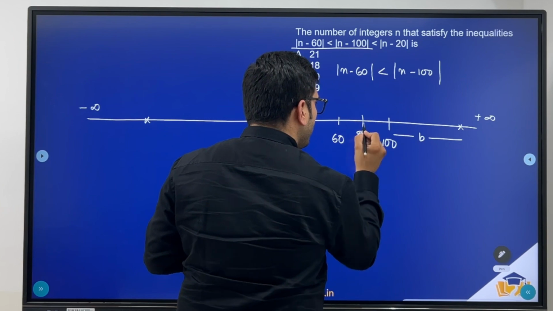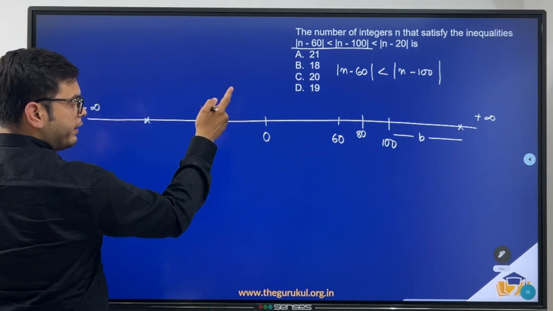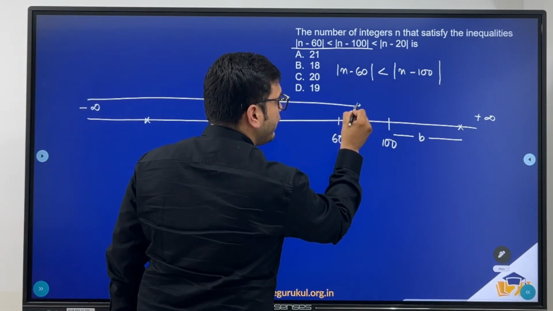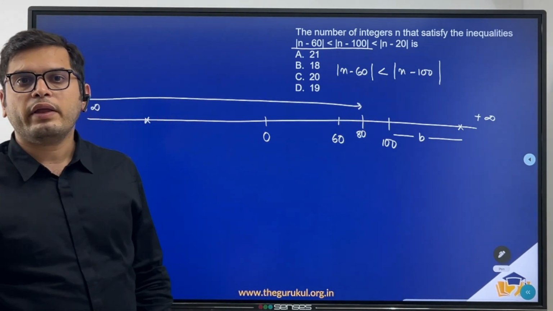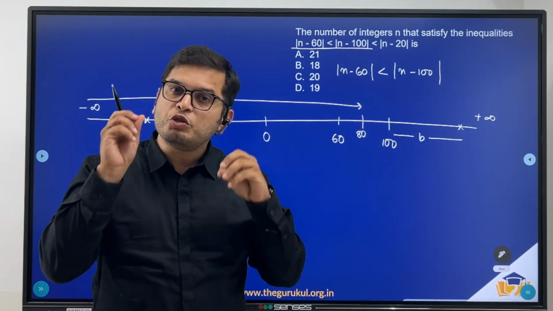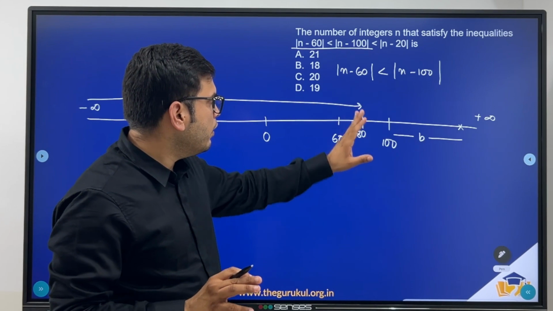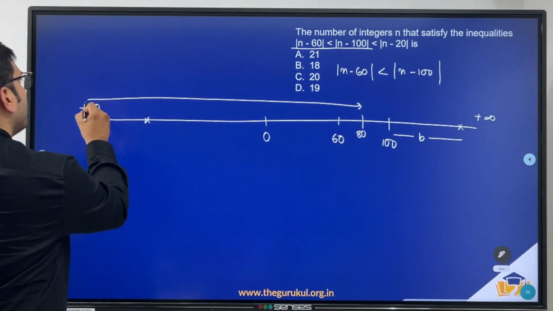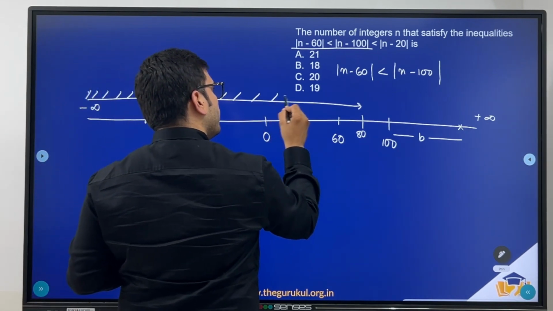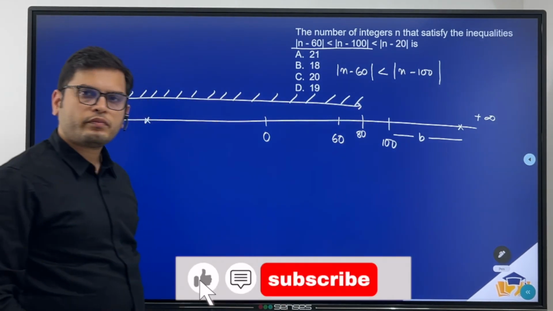So the range of values that n can take considering this inequality will be from minus infinity to 80, excluding 80. You cannot consider 80 because you do not have less than or equal to. It's strictly less than. Done. So these are the range of values that satisfy this inequality.